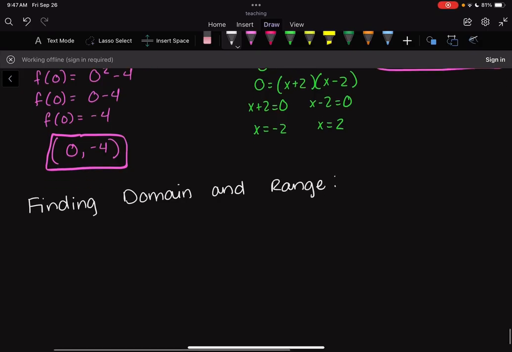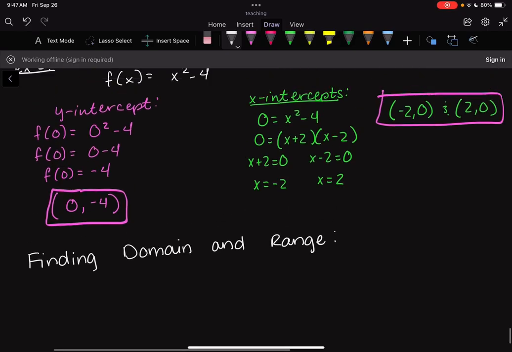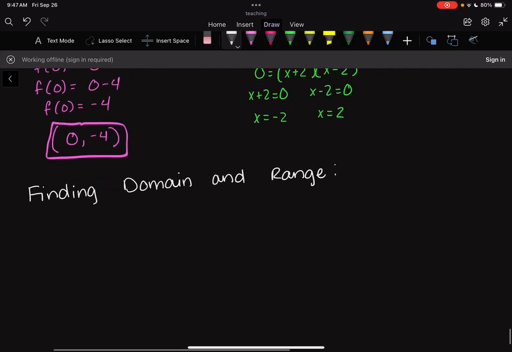Now I will say that range is a little easier to find whenever you know how to graph, in my opinion. But domain, you kind of find it the same way each time. So let's see, this will be example 6.